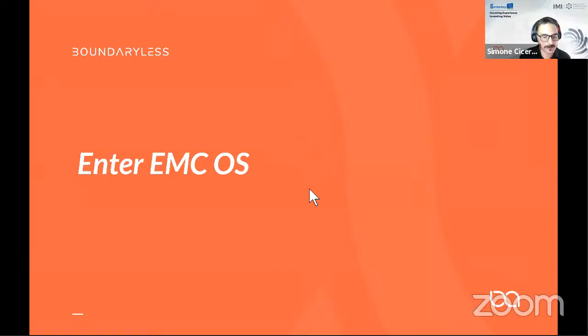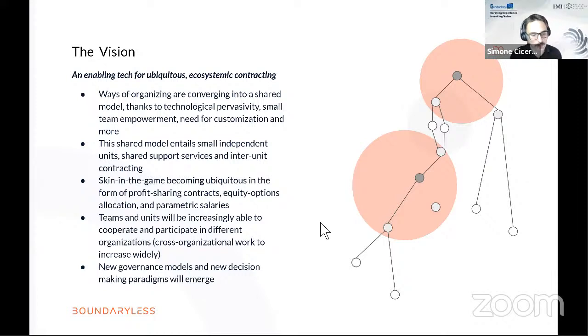So here enters EMC OS. EMC OS is the project that we're going to talk about now in a demo that we are embarking on with the IM Model Institute. The vision of EMC OS is to enable this ecosystemic contracting, these new ways of organizing, specifying a shared model that many organizations are using and can use to let skin in the game become ubiquitous in organizations, and also to allow organizations to collaborate using the same language, or the same tools, across their borders. We don't want organizations to be constrained within their boundaries, but to think in terms of boundaryless interactions between them.